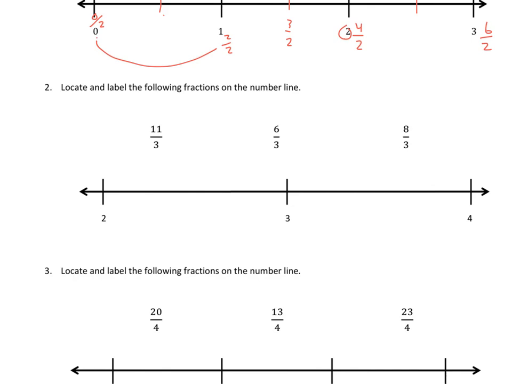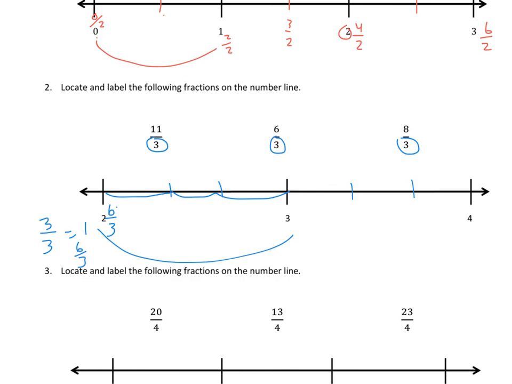Locate and label the following fractions on the number line. And again, I see all of them have the same unit of thirds, meaning between each whole number, so 2 and 3, I got to break it into thirds. Between 3 and 4, I'm going to break it into thirds. I know that 3 thirds equals 1. So if I double that, I'm at 6 thirds. And that's 2. If I jump once, that's 7 thirds, 8 thirds, 9 thirds, and so on. So 6 thirds is one of my labeled ones.